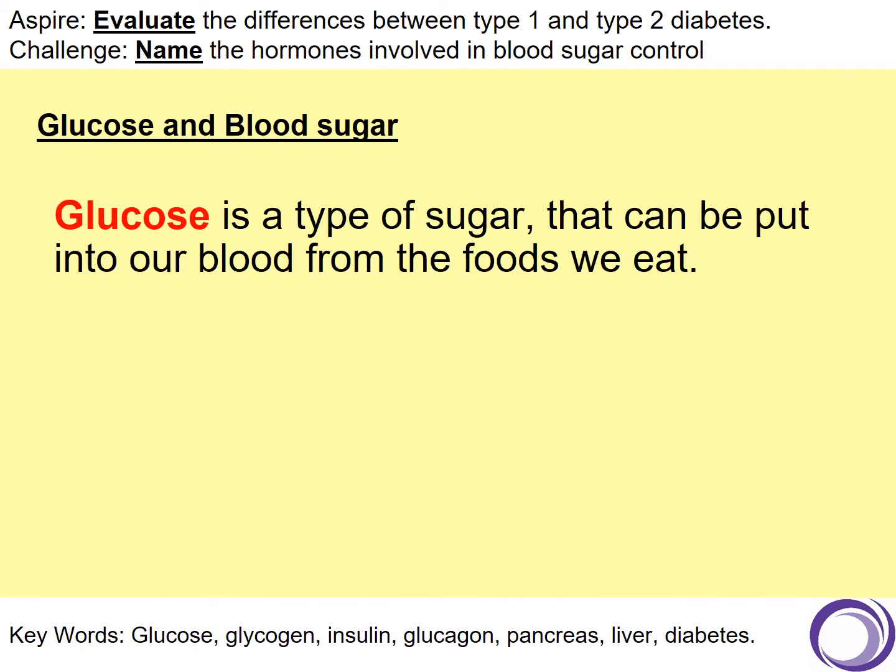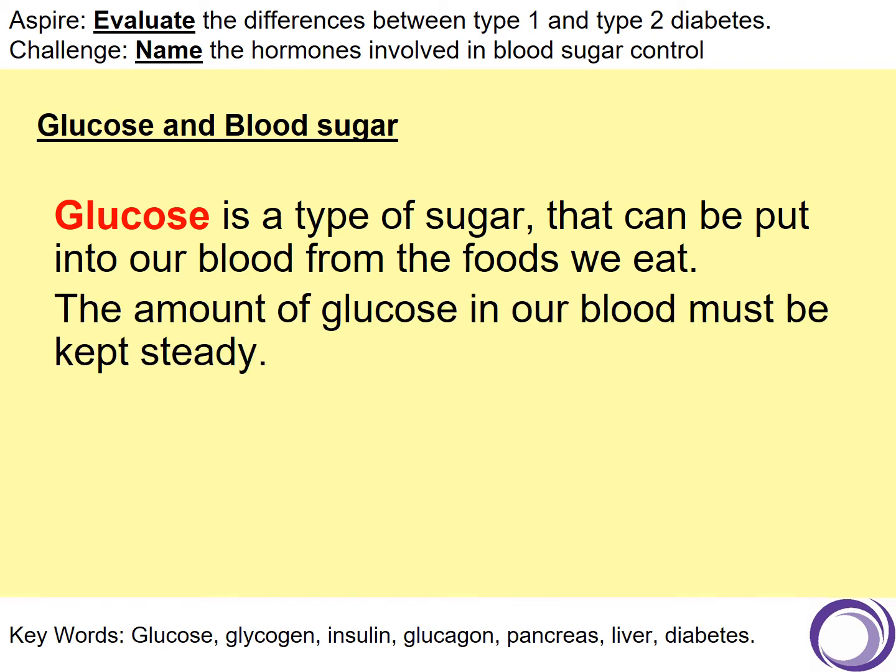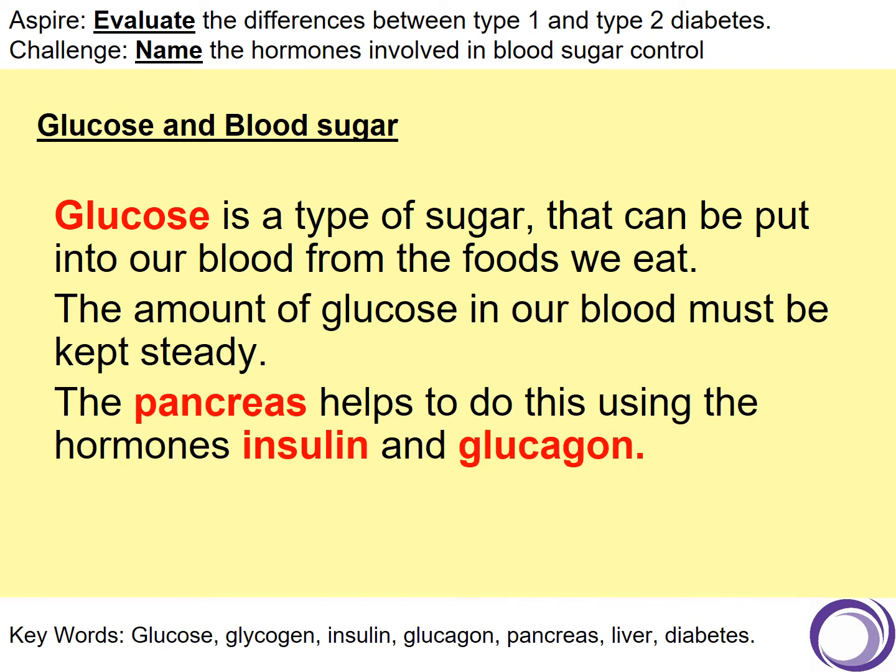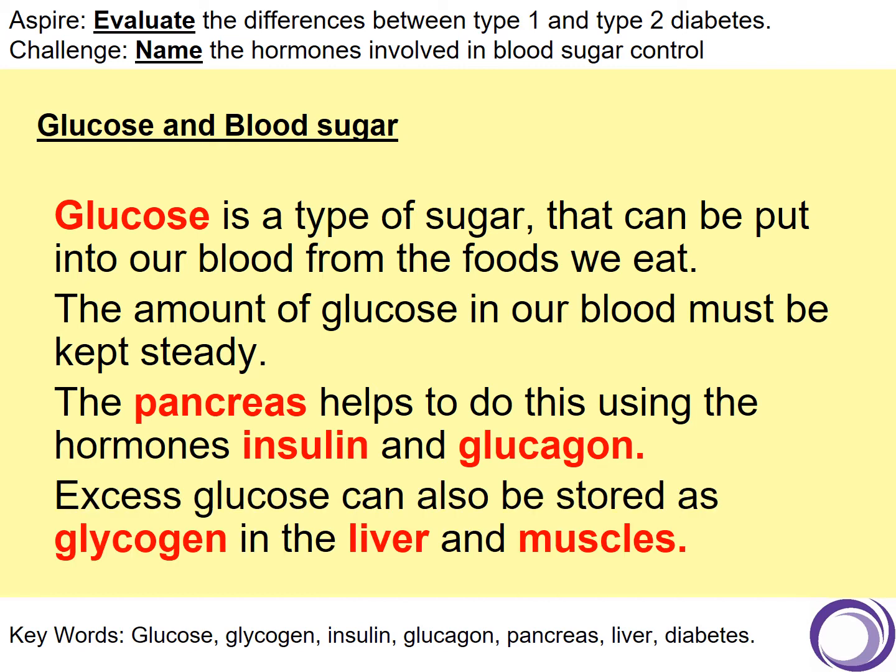Here are our answers. Glucose is a type of sugar that we can put in our blood from the foods that we eat. The amount of glucose in our blood must be kept steady. The pancreas helps us to do this using hormones insulin and glucagon. And excess glucose can also be stored as glycogen in the liver and muscles. Now, when you get to do GCSEs, you will do this in more detail.